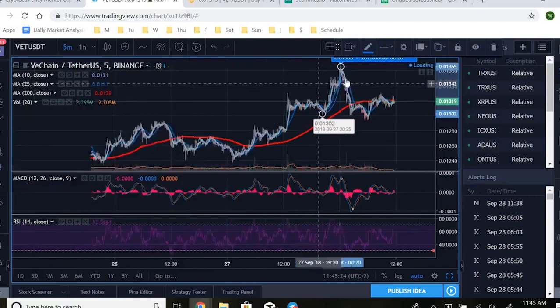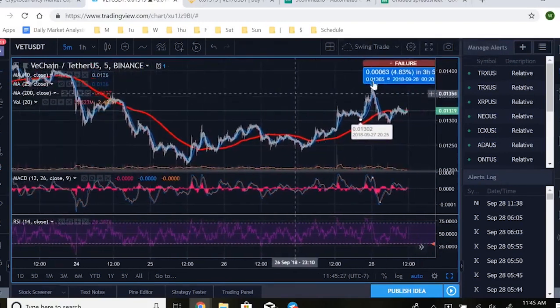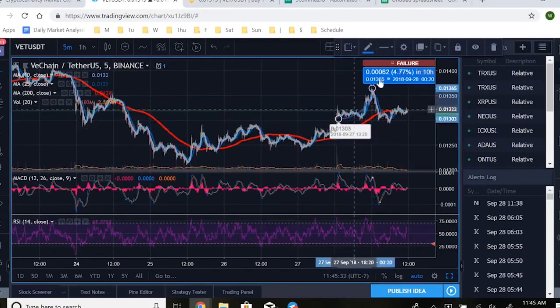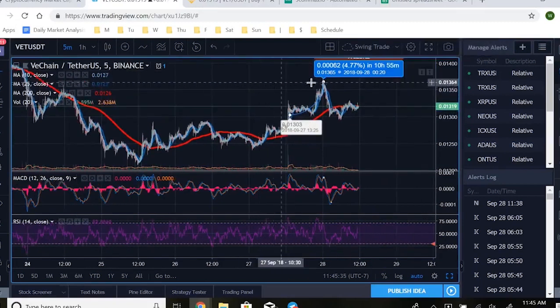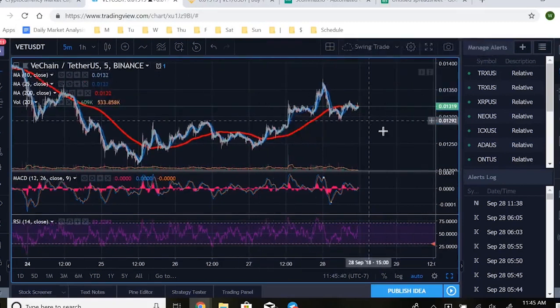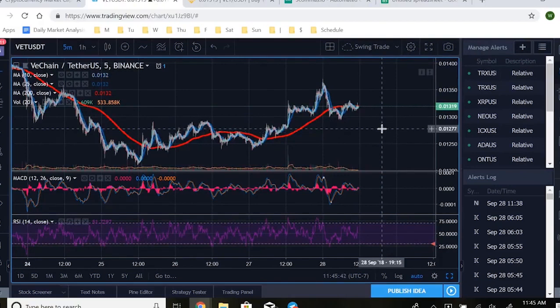But as an example right here, a trade that we actually hit last night, bought in at, I think, 1303, yeah, 1303, was able to get 4.7%. So 5% is not unachievable, guys. It's pretty easy to get 5% per day as long as you're trading the right coins, which again, you want to check out that top 17 cryptos list.